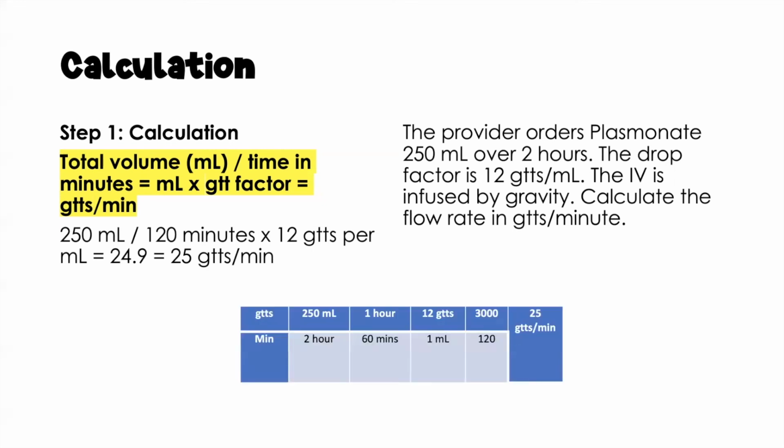If you want to set it up in dimensional analysis, you certainly can. You're solving for drops per minute. 250 milliliters is what's ordered in 2 hours. Here is your time conversion. Here is your drop factor. What we're solving for is drops per minute. So our hours need to cancel and our milliliters need to cancel. And what we're left with is drops per minute. 3,000 divided by 120 is 24.9. We're going to round it to 25 drops per minute.